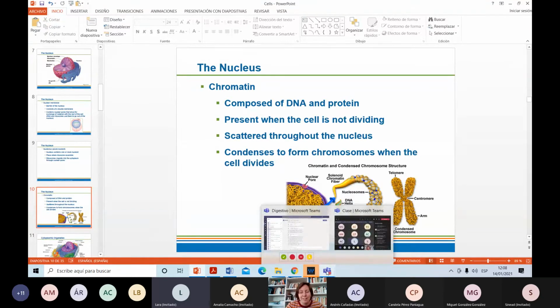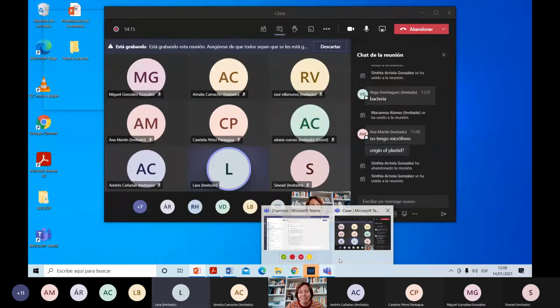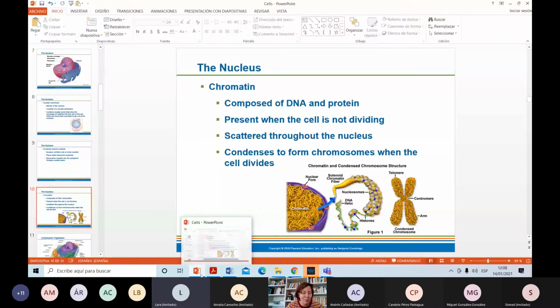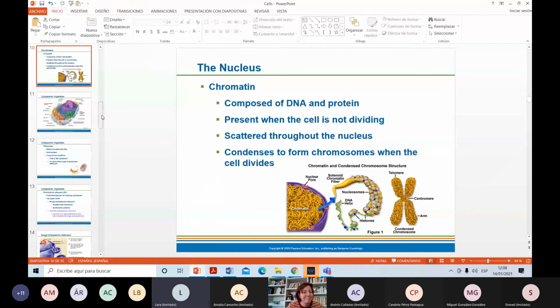Venga, un número bonito. Dime un número, yo ya te corrijo y te digo si sí o si no. 2 billion, I don't know. 2 billion, no, eso es demasiado. In each cell, en cada una, tienes el mismo número en todas. How many?